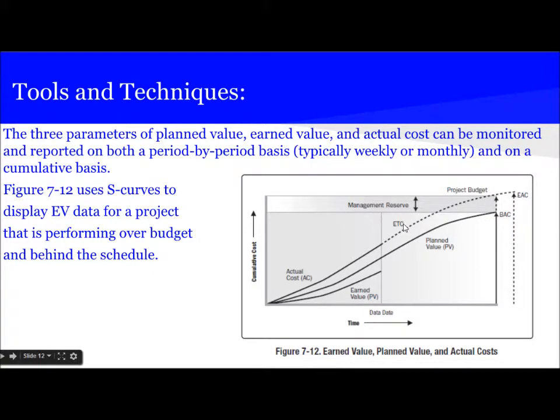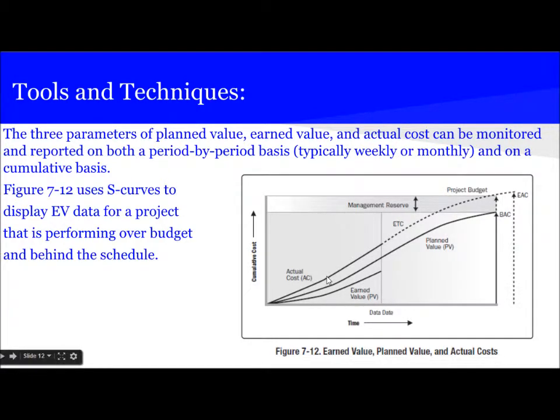The three parameters, planned value, earned value, and actual cost, can be monitored and reported on a period-by-period basis, typically weekly or monthly, or on a cumulative basis. So this figure uses an S curve to display earned value data of a project that is performing over budget and behind schedule. Here we can see the planned value PV in the middle line, then the earned value, and the uppermost is the actual cost. So here we can see that the actual cost is more than the planned value.